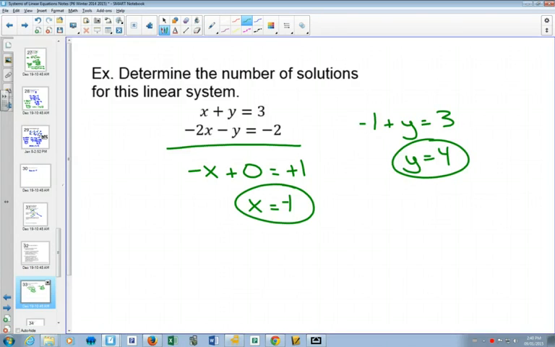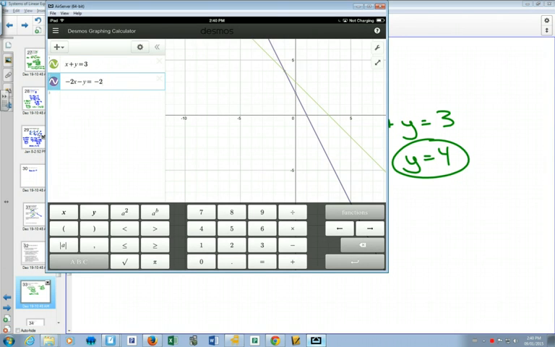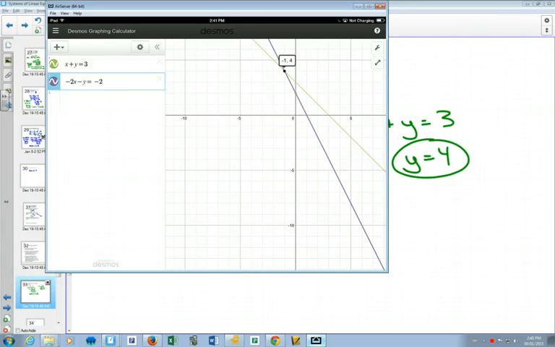And so our solution, there's only one point. This is just like what we were used to. And if you use substitution or you eliminated the x, you should get exactly the same answer if you used a different technique. Now, if we look at this from a graphing point, I've typed it in here already. If we just click on the point where they cross, we should get that point. Yes, negative 1, 4.